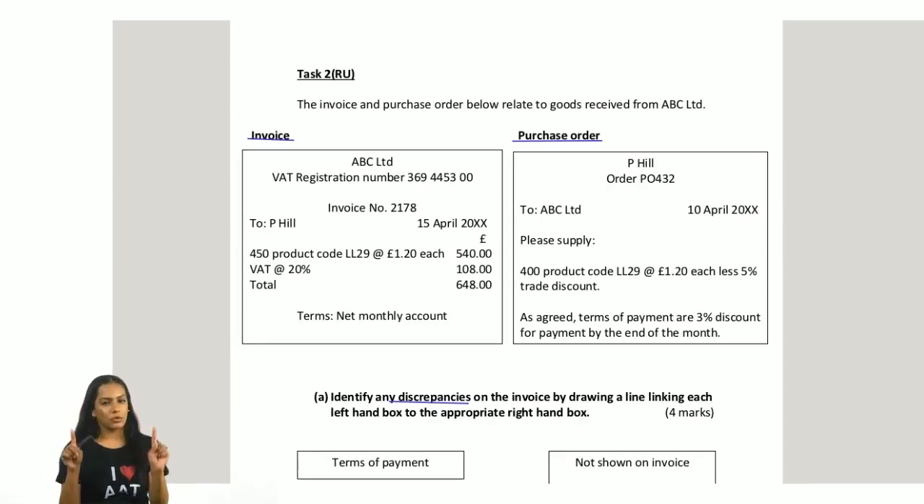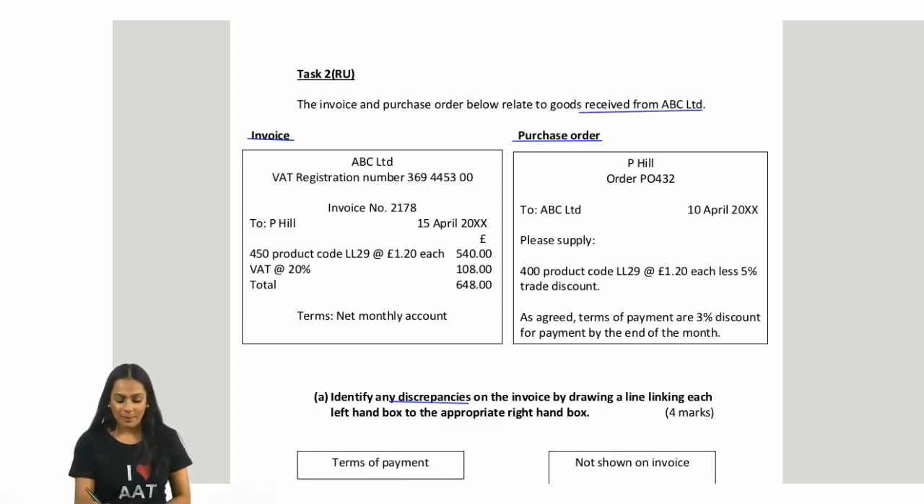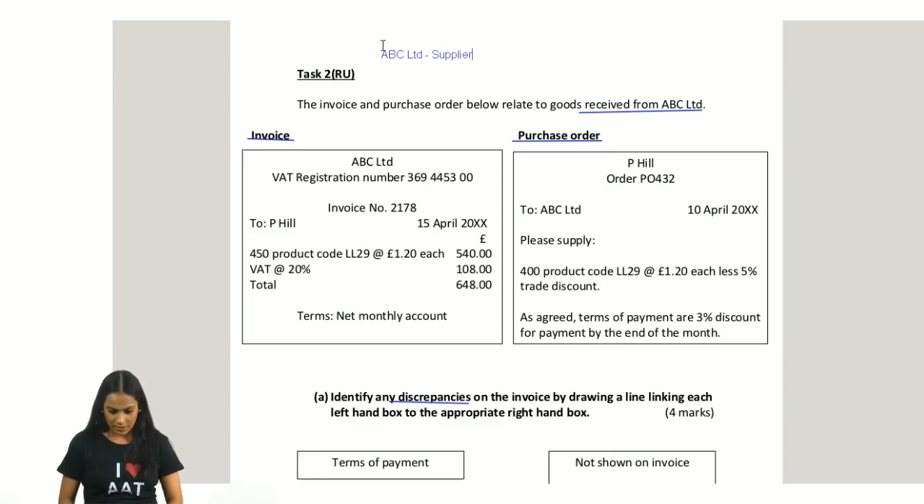So you don't have to miss out on any important bits on the screen there. Now, the purchase order was sent from P Hill, and the examiner's report did indicate that a lot of students got confused about who the supplier was and who the customer is. It says very clearly that the invoice and purchase order below relate to the goods received from ABC Limited. So ABC Limited, these guys, are the suppliers, and then we've got P Hill, that's the customer.